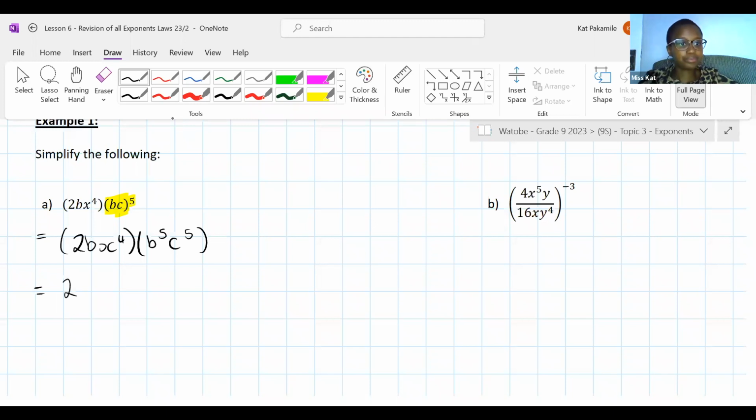Then we take b from the first bracket and b from the second bracket because they are the same. We put the exponent 6 because there is a 1 exponent on the b. When we're multiplying with the exponents, we need to add. Then x will stay the same and c will stay the same because they're not like terms. Beautifully done. So then we have 2b to the power of 6 and c5x to the power 4.